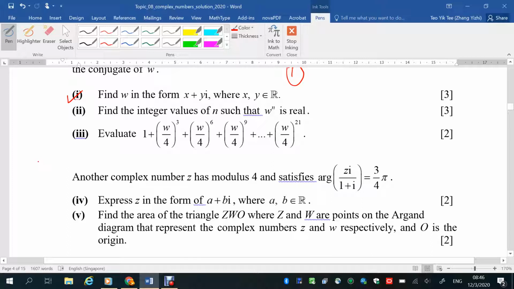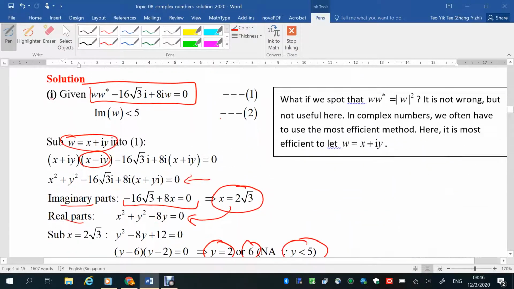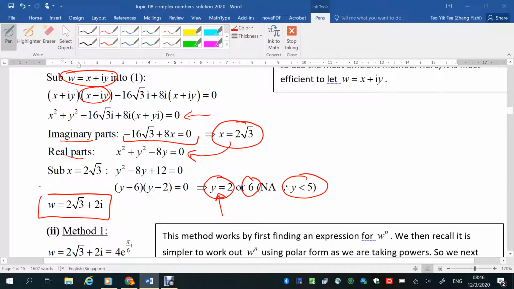Part 2 is quite standard. You have seen this before in your tutorial and in your lecture notes. Your condition here is that W^n is supposed to be real, and you need to find integer values for n such that W to the power of n is real. You now have W in Cartesian form. If I want to raise this to the power n, it's going to involve binomial expansion, which is ridiculous.